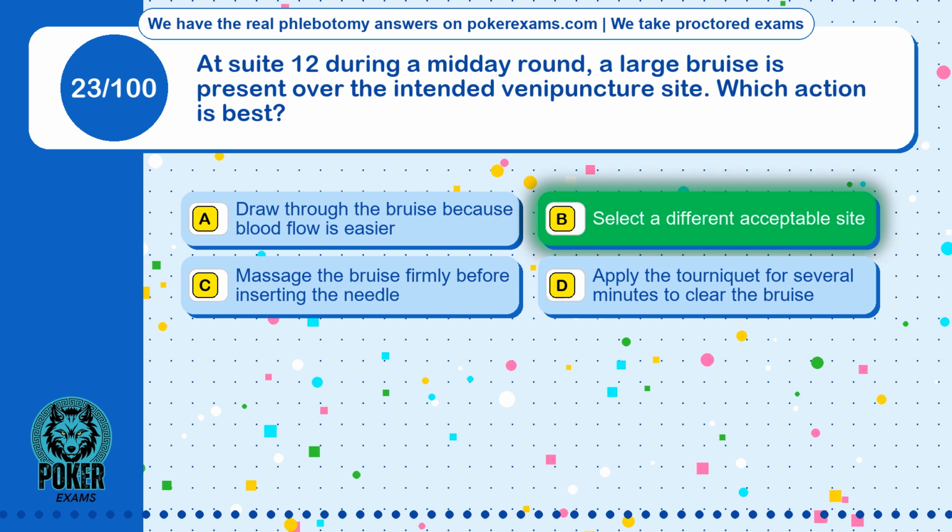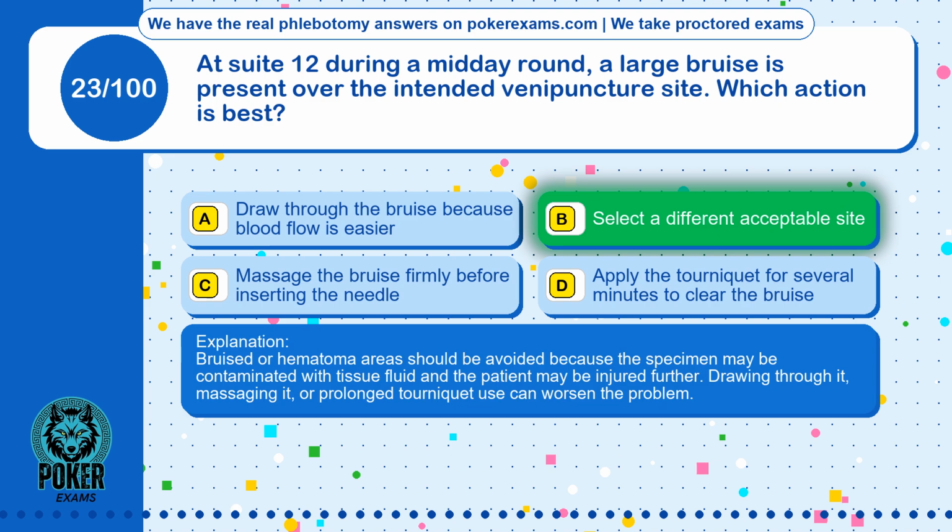The correct answer is option B. Select a different acceptable site. Bruised or hematoma areas should be avoided because the specimen may be contaminated with tissue fluid and the patient may be injured further. Drawing through it, massaging it, or prolonged tourniquet use can worsen the problem.